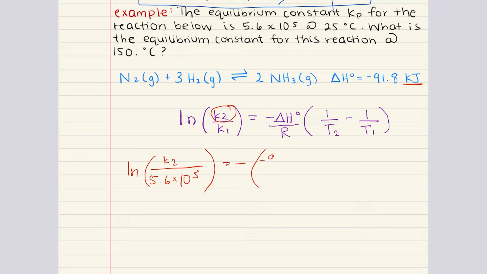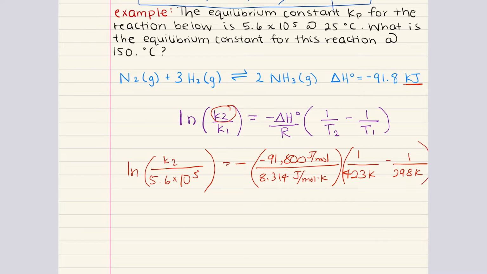It is equal to 91,800 joules per mole, and it's divided by R, which is equal to 8.314 joules per mole times Kelvin. Then this is multiplied by 1 over T2. T2 is 150 degrees Celsius. We want to convert that to Kelvin by adding 273. We get 423 Kelvin minus 1 over T1. T1 is 25 degrees Celsius. This is equal to 298 Kelvin.